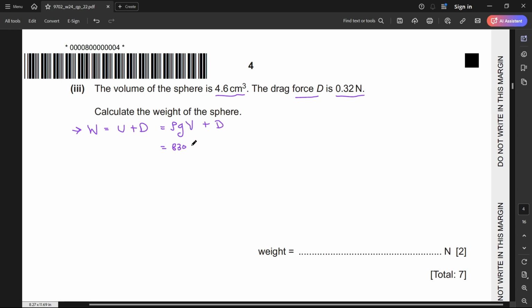Then the value of gravity is 9.81. And then the volume. I first need to convert this centimeter cube to a meter cube. I know that to convert centimeter into meter, I need to do 10 to the power of negative 2. That is the conversion from centimeter to meter. Now because centimeter is cubed, this is going to be cubed and it becomes 10 to the power of negative 6.